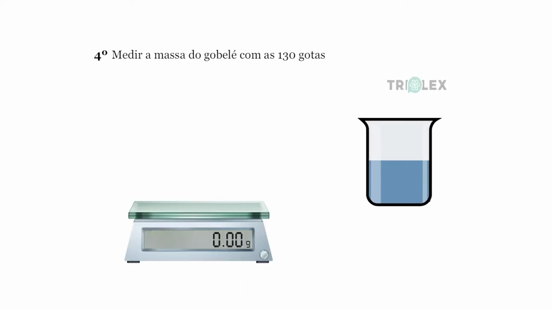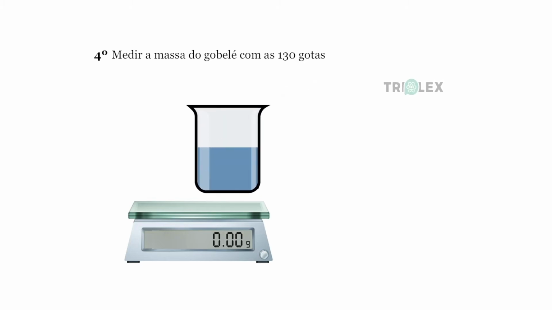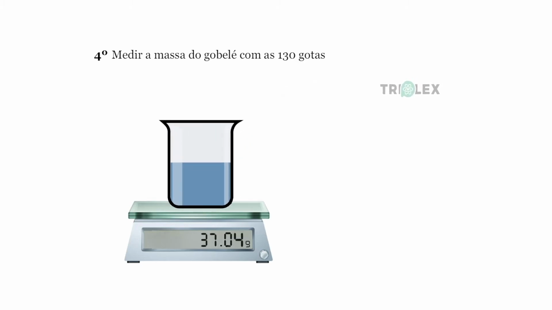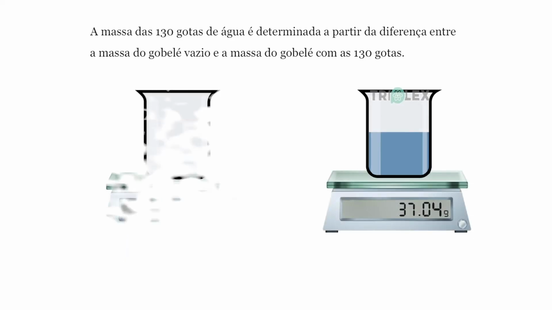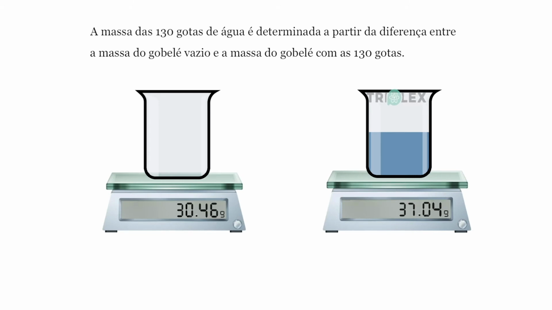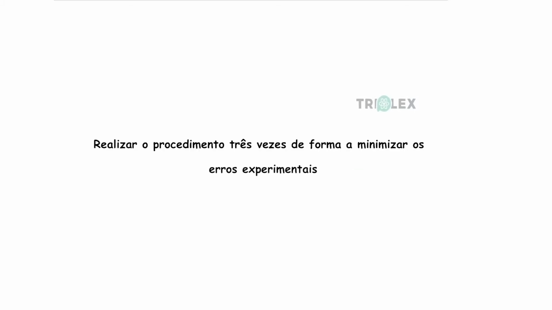The next step is to weigh the beaker containing the drops of water. The mass of the drops is given by the variation between the mass of the beaker containing water and the empty beaker. The procedure must be repeated 3 times to minimize possible experimental errors.